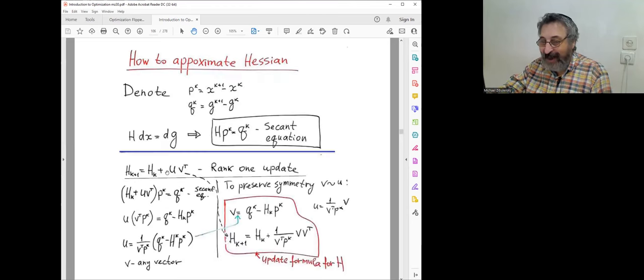We are looking for this update. So we already have some old approximation Hk, and we update it each time with this rank one matrix, a vector column multiplied by a vector row. We want this update to satisfy this secant equation, to be symmetric, and to be rank one, like we already told, and this will give us quasi-Newton. This is what's called the rank one update in quasi-Newton, because there will be a more sophisticated rank two update later.